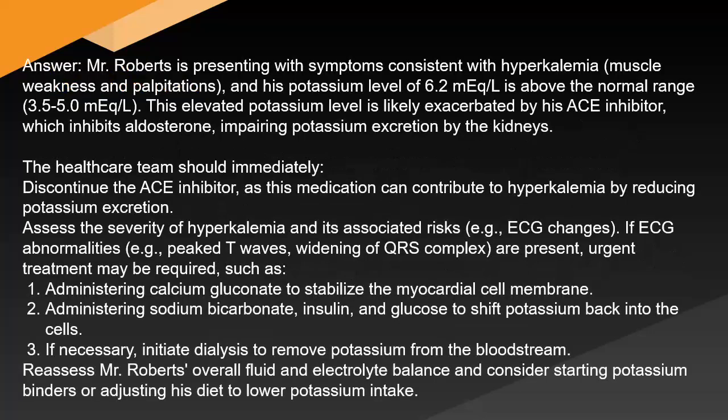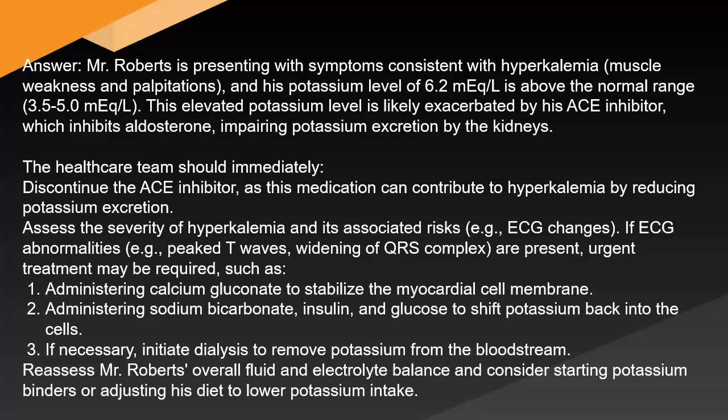Answer: Mr. Roberts is presenting with symptoms consistent with hyperkalemia, muscle weakness and palpitations, and his potassium level of 6.2 mEq/L is above the normal range, 3.5 to 5.0 mEq/L. This elevated potassium level is likely exacerbated by his ACE inhibitor, which inhibits aldosterone, impairing potassium excretion by the kidneys. The healthcare team should immediately discontinue the ACE inhibitor, as this medication could contribute to hyperkalemia by reducing potassium excretion.